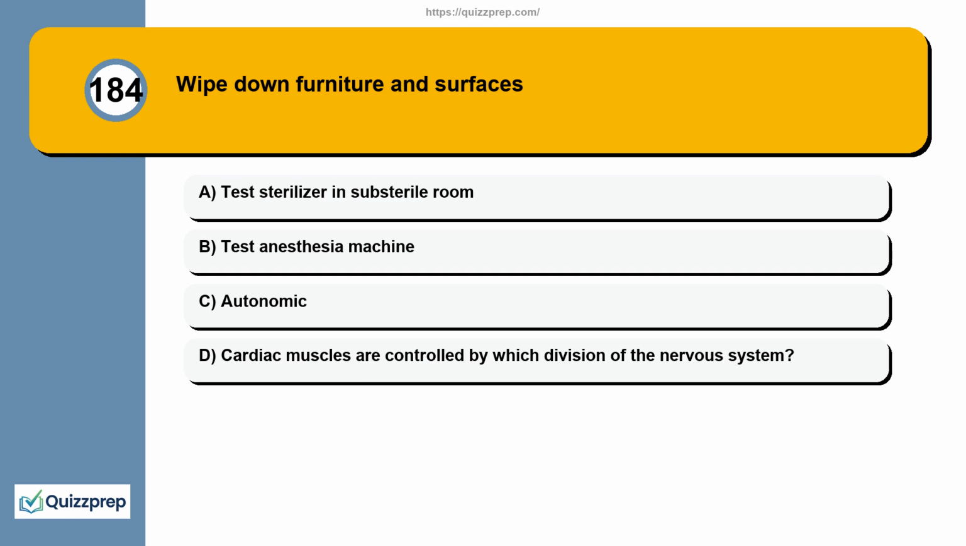Question 184. Wipe down furniture and surfaces. Option A, test sterilizer and substerile room. Option B, test anesthesia machine. Option C, autonomic. Option D, cardiac muscles are controlled by which division of the nervous system? The correct answer is option Nan.